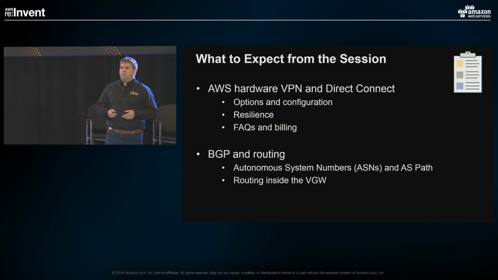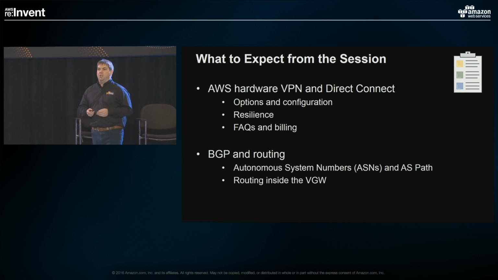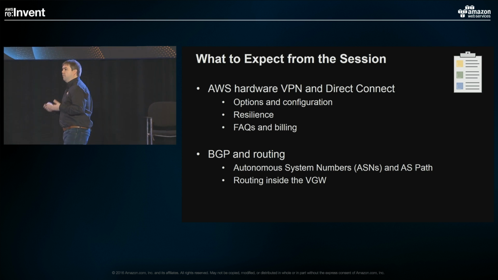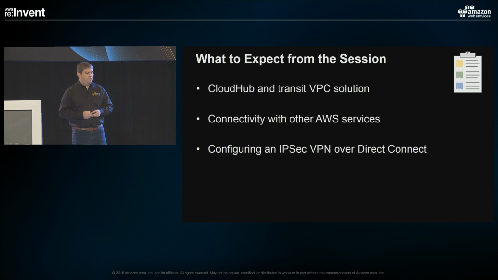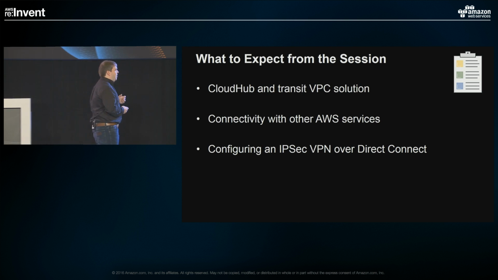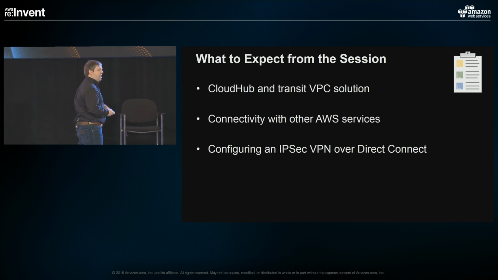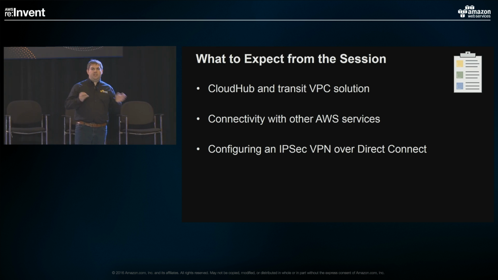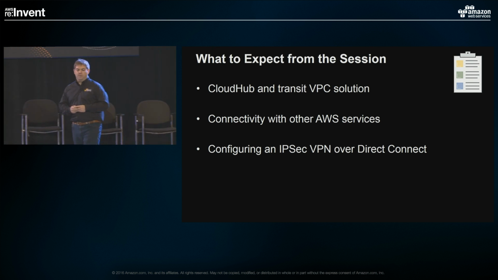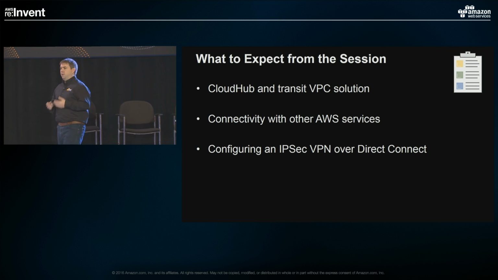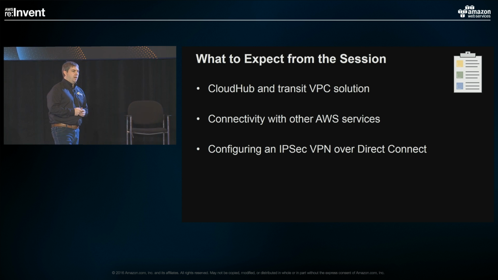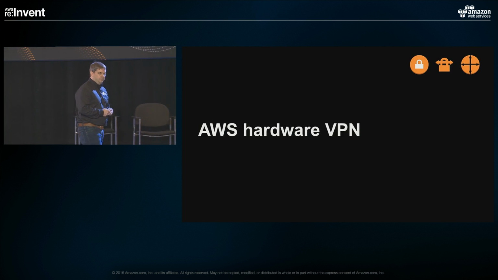We're then going to go a bit deeper on BGP and how does routing actually work, talking about autonomous system numbers, how routing works within the virtual private gateway. Beyond that, I'm then going to dive into some details around CloudHub and Transit VPC solutions, how you can connect Direct Connect and VPN to other AWS services, and then finally, a full example of how you can configure an IPsec VPN over the top of Direct Connect. So that's the level of depth we're talking about in this session.